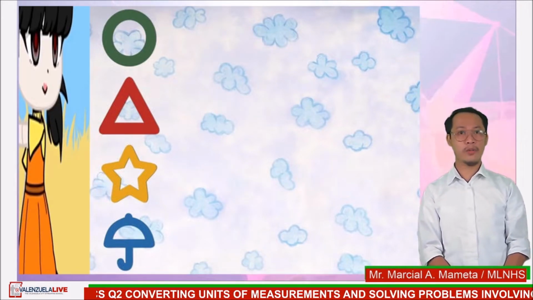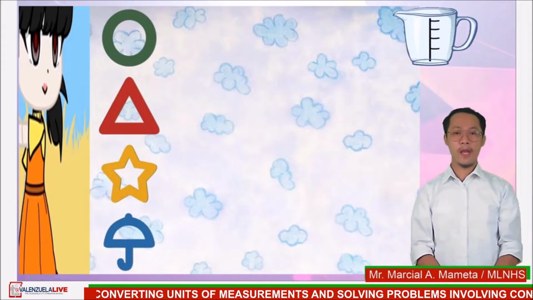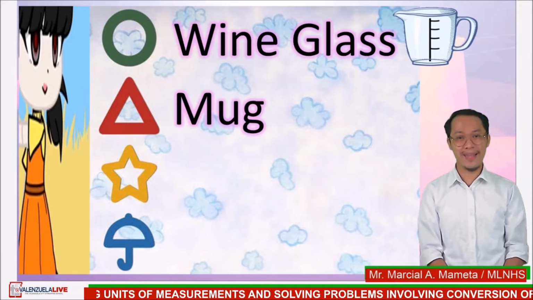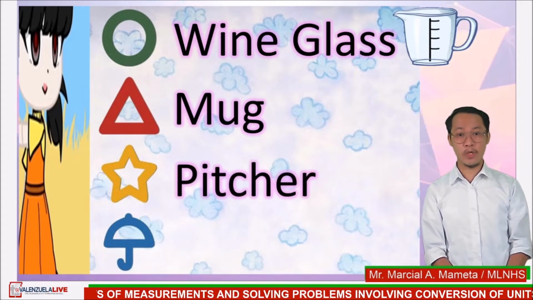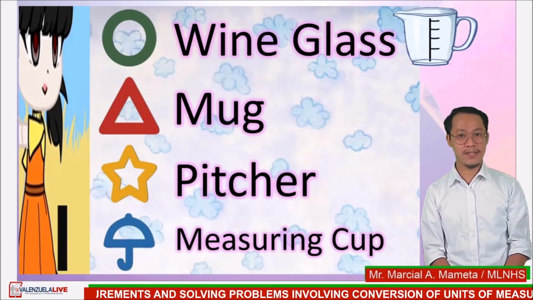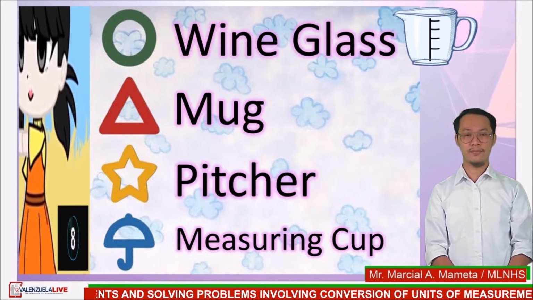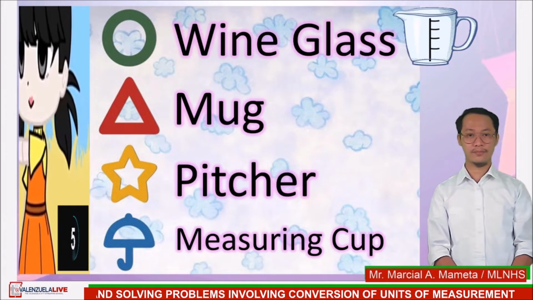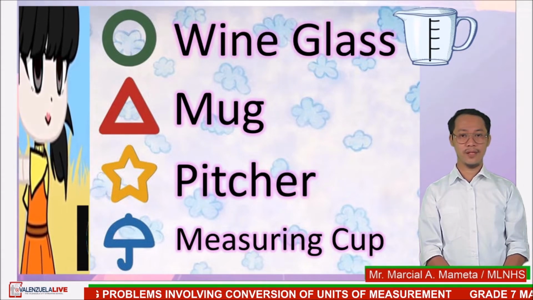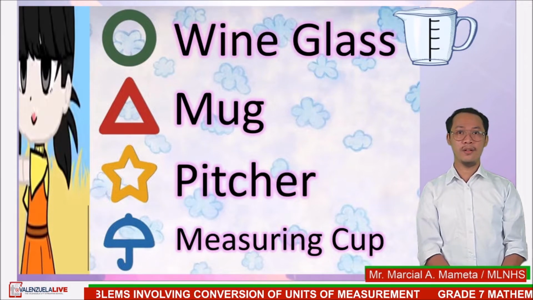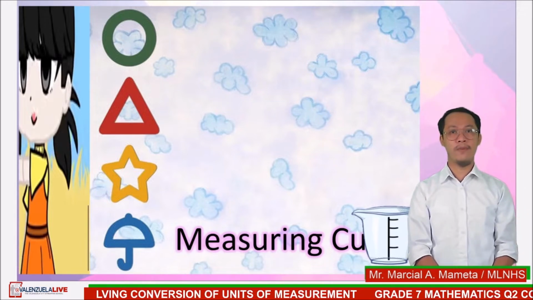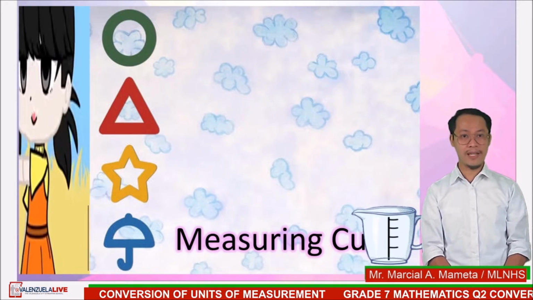This time, what do you call this object? Comment circle if it is a wine glass. Comment triangle if it is a mug. Comment store if it is a pitcher. And comment umbrella if it is a measuring cup. 10 seconds. Time is up. It is a measuring cup. Good job. You may now proceed to level 3.